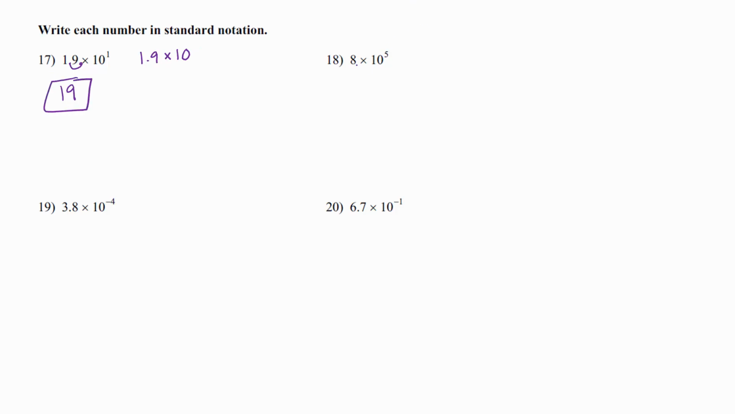This is also positive, so we want to move this the direction that makes it bigger, which is to the right. 1, 2, 3, 4, 5. And we're going to put zeros in each of these places where we don't have a number. So this is going to be 800,000.